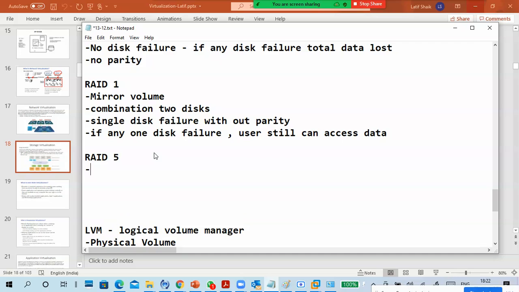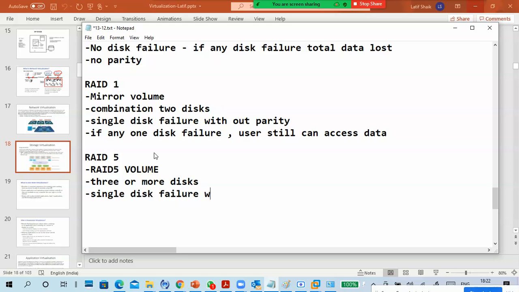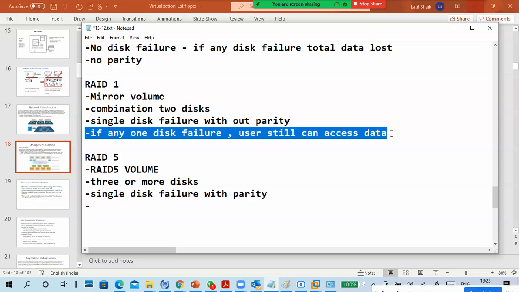Okay, wait. RAID 5 is nothing but a RAID 5 volume. It needs three or more disks. Again, it is also single disk failure with parity. Single disk failure with parity. So if one of the disks fails, the user can still access the data. Same thing.